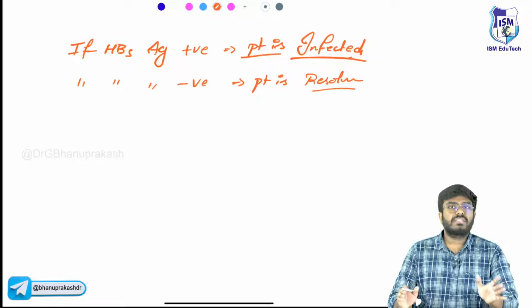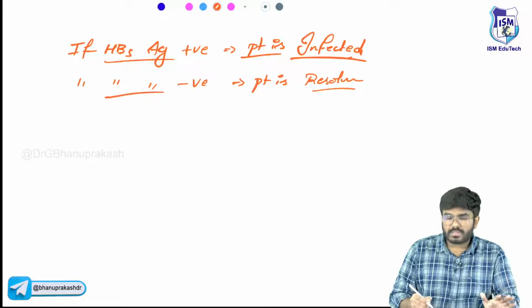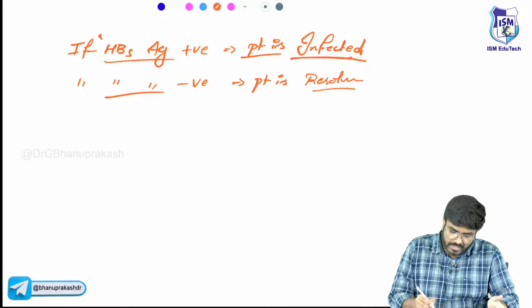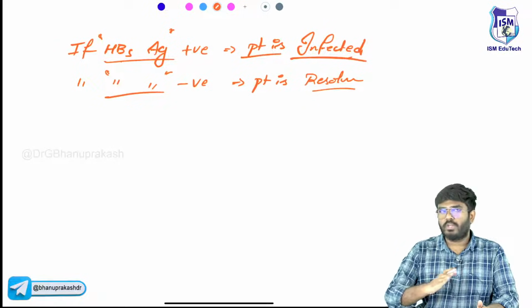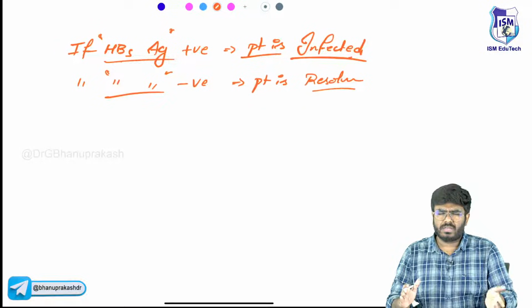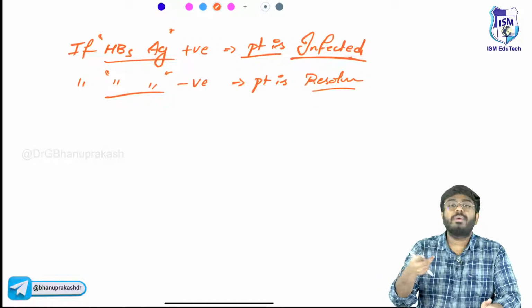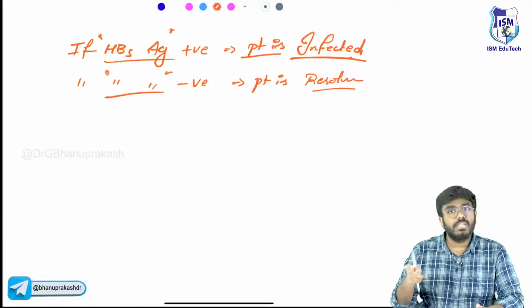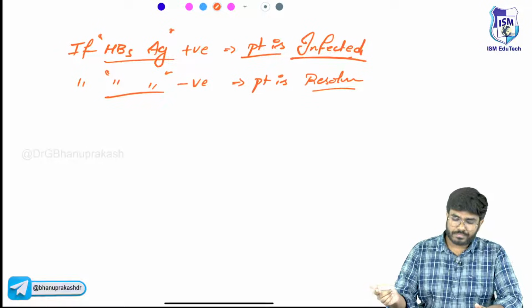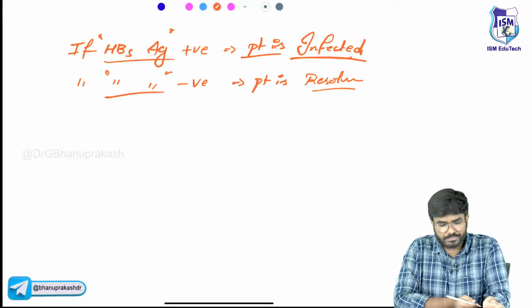Whether the patient has infection right now is diagnosed by the presence of HBsAg. If it is present, infection is there. If it is absent, no infection. Whether it is acute or chronic depends on the type of antibody. If it is IgM, it is acute infection. If it is IgG, chronic infection. So these are the points which I want you to know.